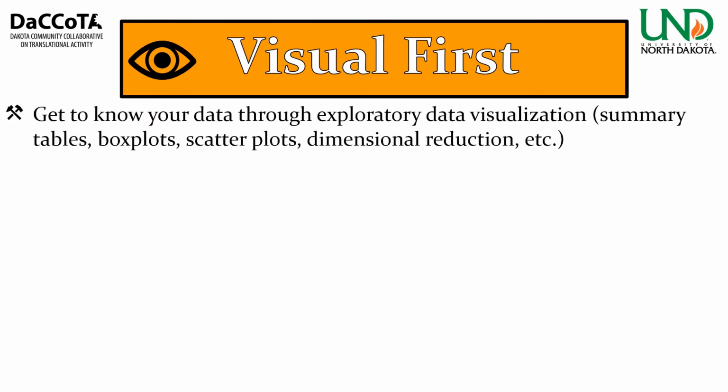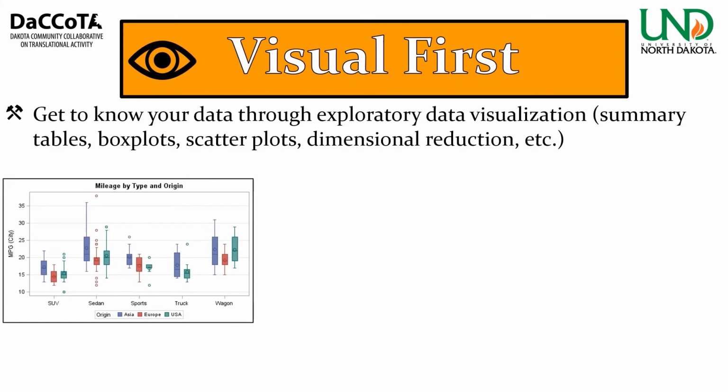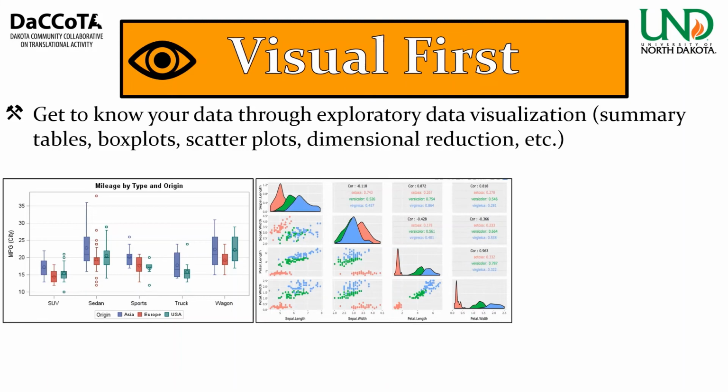Getting to our final branch, the unknown branch. You have no idea what to do with your data. Well, why don't you try to visualize first? So get to know your data through exploratory data visualization: summary tables, box plots, scatter plots, dimension reduction, etc. If you have categories, do box plots. If you have a regression type style, you can do scatter plots, even scatter plot matrices. So you can look at a lot of variables at once, even see their distribution across groups.